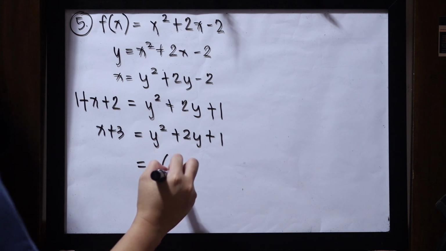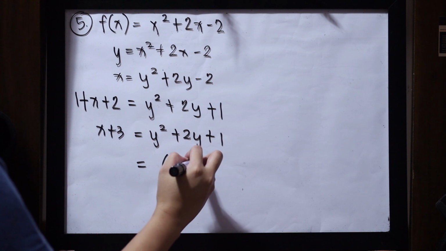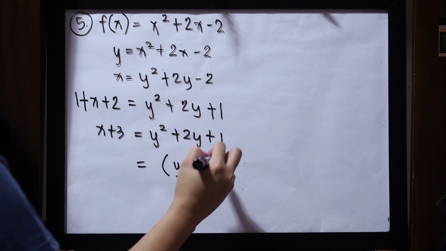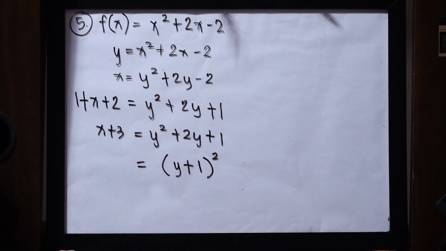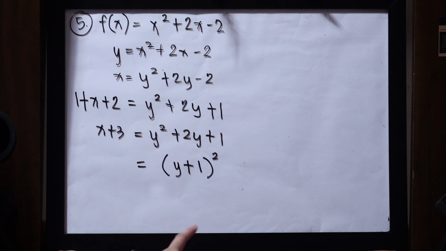Ang square root ng y squared ay y. Tapos, since pareho yung addition, edi plus. Tapos, kunin mo yung square root ng last term mo, which is 1. Tapos, lalagyan mo lang siya ng square. Ganun lang siya kadali. Again, paano makuha yung factors ng isang perfect square trinomial?